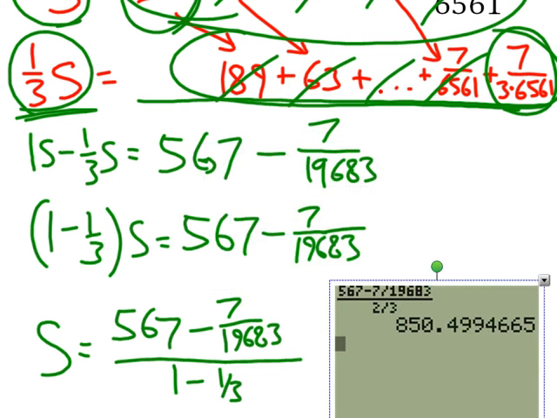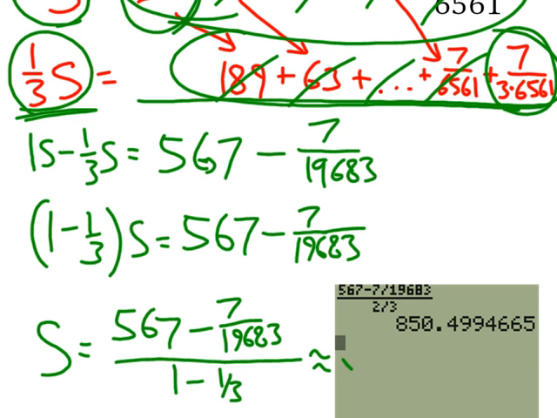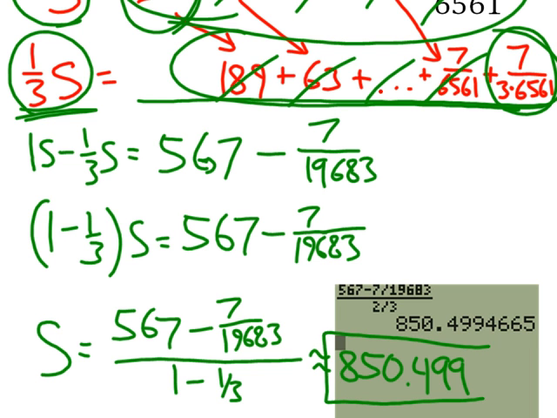850.499, or 0.499 if I round off. So on my paper, I'd say that approximately equals 850.499. I'll say approximately equals, clearly I'm rounding off. And that would be my final sum. And notice that I didn't really need to know how many terms there were in order to do that. All right, let's do the second example.